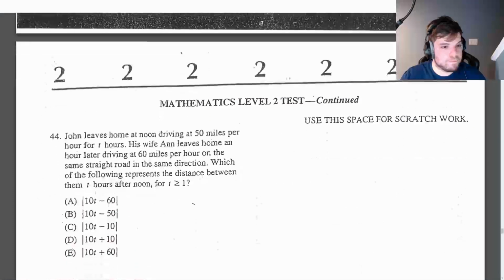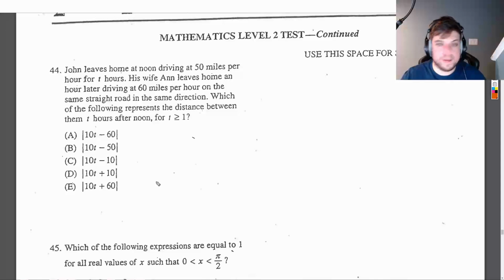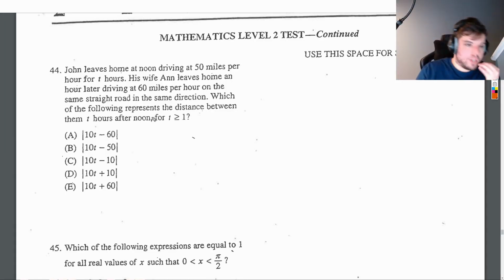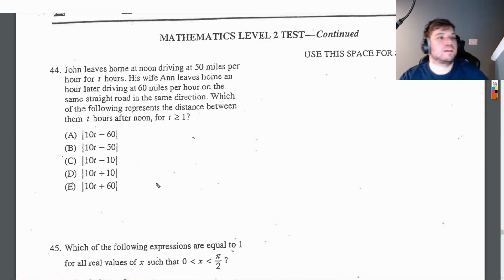So, okay. John leaves home at noon, driving at 50 miles per hour for T hours. His wife, Anne, leaves home an hour later, driving at 60 miles per hour on the same straight road. It's like one of those math problems that people say in movies and stuff. Which of the following represents the distance between them T hours after noon?